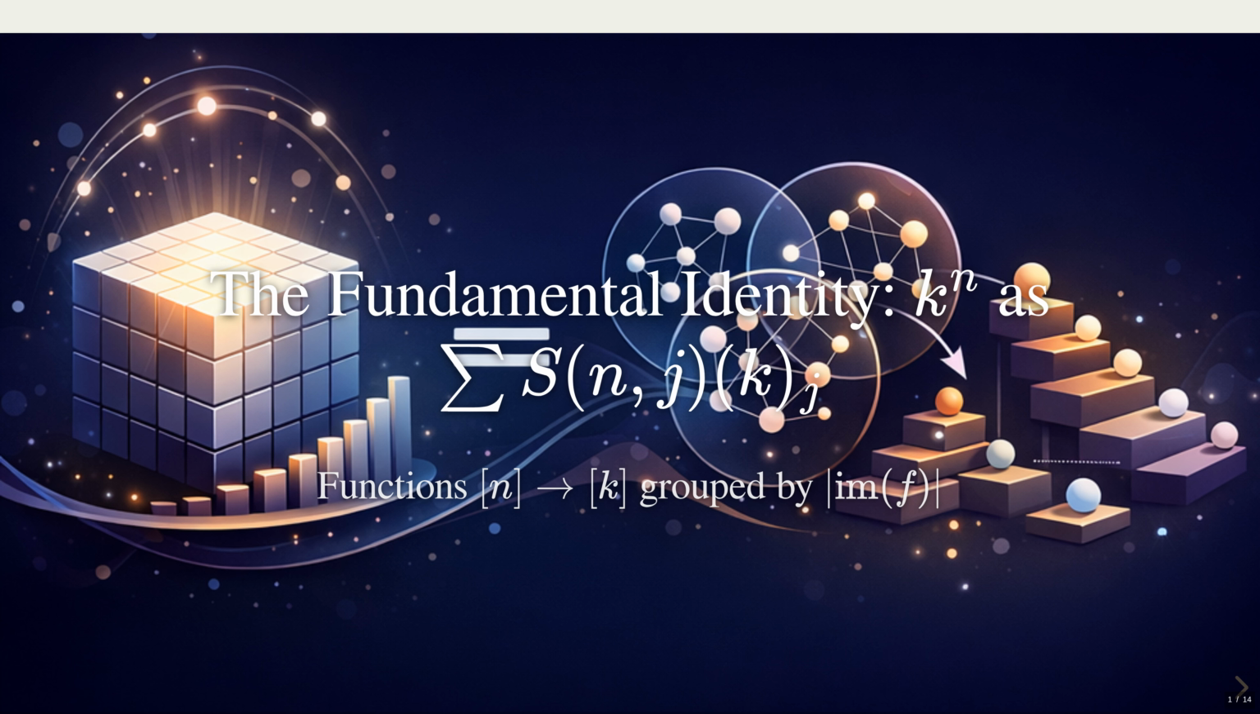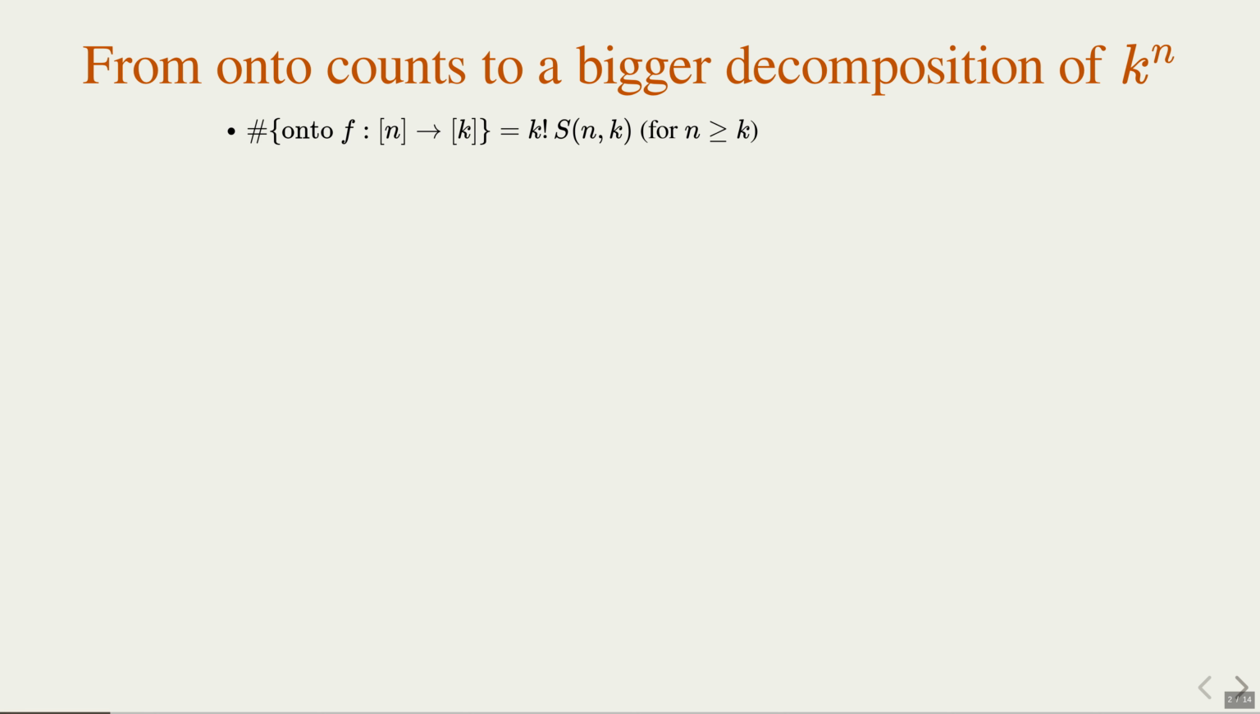Welcome, everyone. Today, we will count functions from n elements to k labels in two ways, using Stirling numbers and falling factorials to reveal a fundamental identity. From onto counts to a bigger decomposition of k to the n.